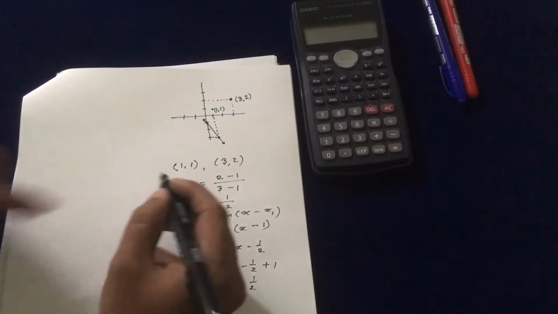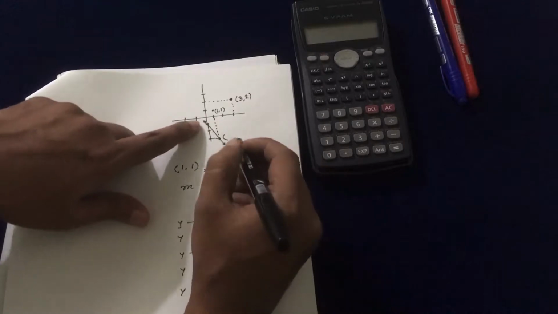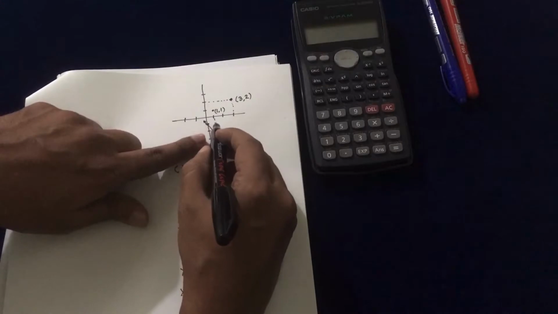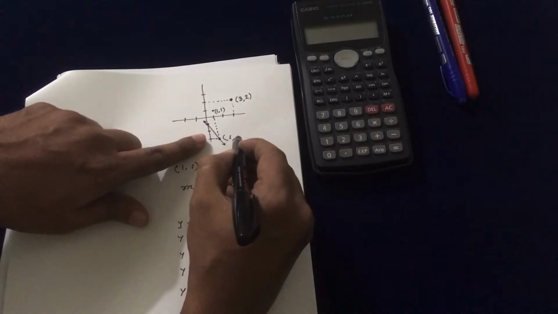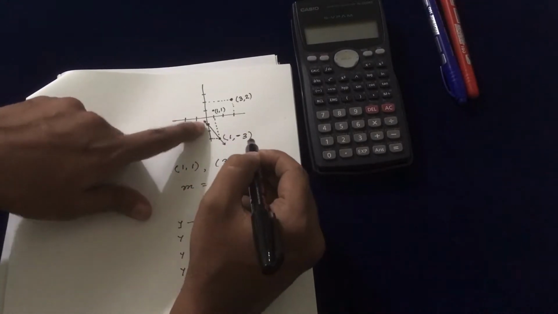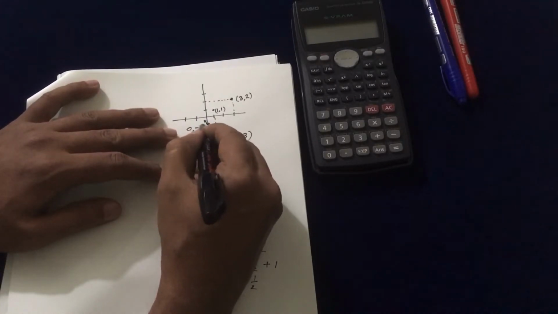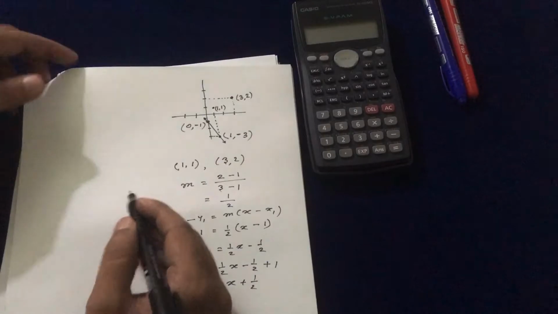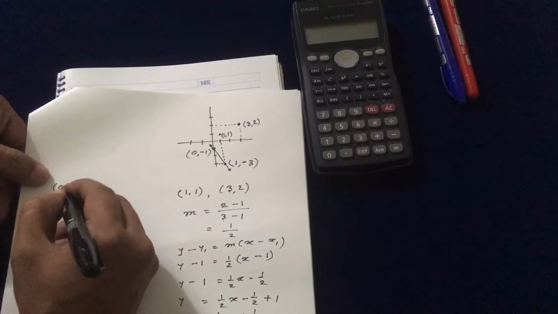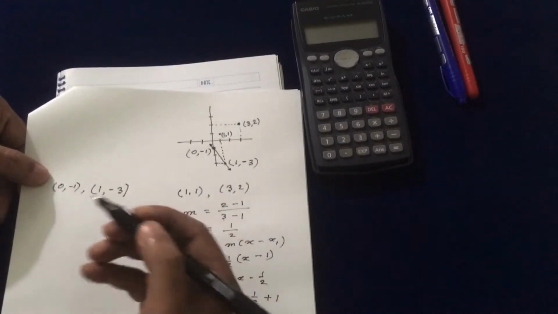Okay, anyway, so let's try to write the coordinates first here. What is the coordinate here? This is 1, then downside 1, 2, 3, so this is 1 comma minus 3, because downside, that's why minus 3. This point is 0 comma minus 1, x is 0, y is minus 1. So our new points are 0 comma minus 1 and 1 comma minus 3. These are our new points.